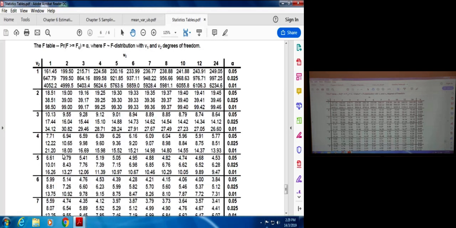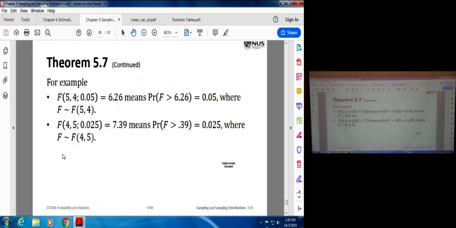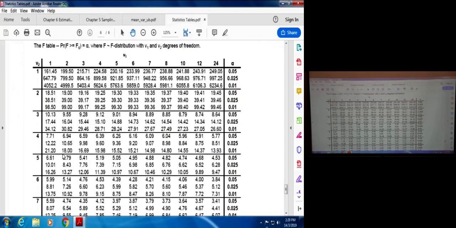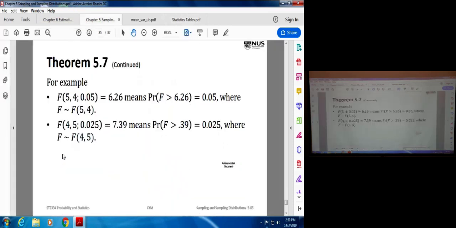We have 3 numbers in this cell of the table, and the reason there are 3 numbers is that they correspond to different values of alpha. Remember, in our example, alpha is 0.05. So for 5, 4, 0.05, it's 6.26. That is, the probability of exceeding 6.26 when a random variable has an F distribution with 5 and 4 degrees of freedom is 0.05. And that's what it says here, 6.26. So I just interpreted that statement.